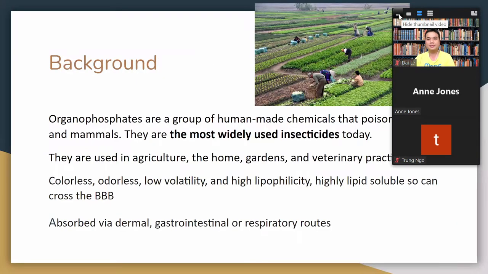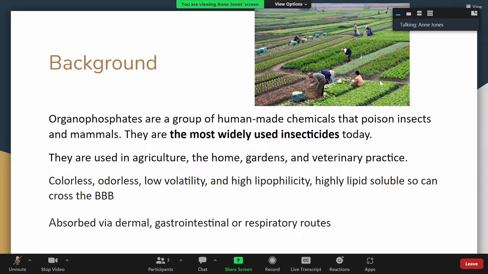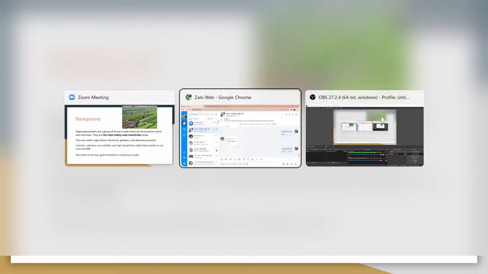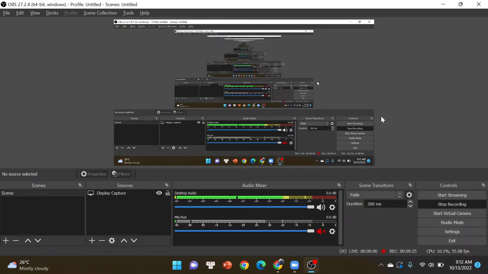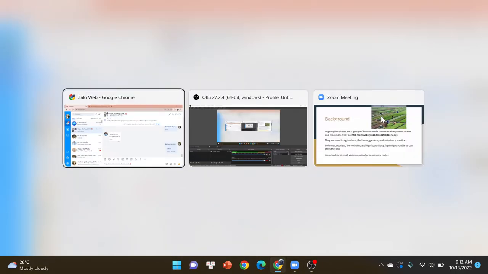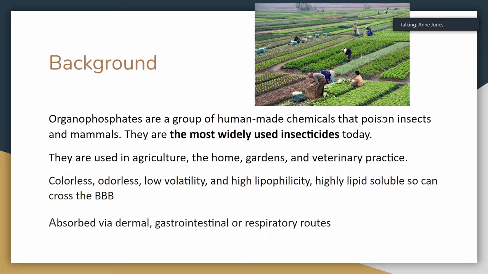So the background. Organophosphates are human-made chemicals that poison insects and mammals. They are the most widely used insecticides today. They're colorless, odorless, have low volatility and high lipophilicity, and they're highly lipid-soluble, so they can cross the blood-brain barrier, which is why we see central nervous system symptoms. They can be absorbed through the skin, gastrointestinal route, or inhaled by respiratory route.